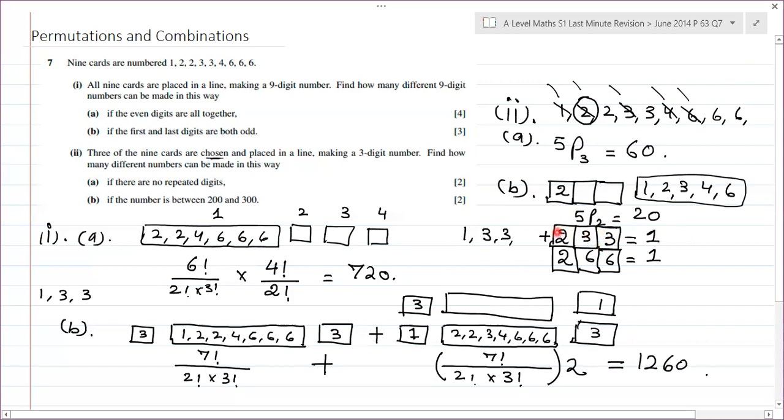So it's just going to be 1 times 1 times 1 for 2, 6, and 6, and for 2, 3, and 3. So you're just going to get 1 over here, 1 over here. And for 5P2, you're going to get 20. So the total answer would be 22. So there are 22 ways of getting this done. Part B, numbers between 200 to 300, that's 22. So that's the first question done.